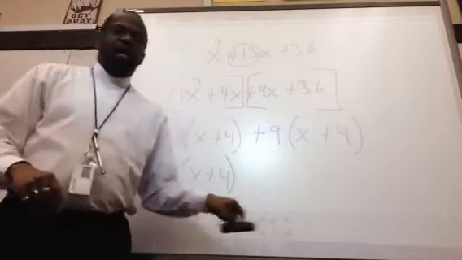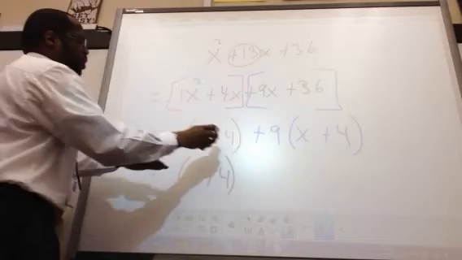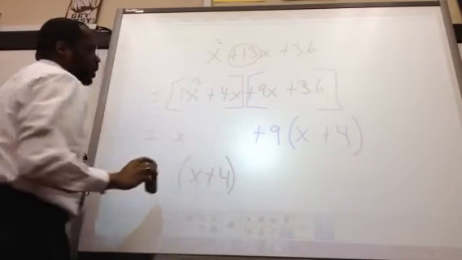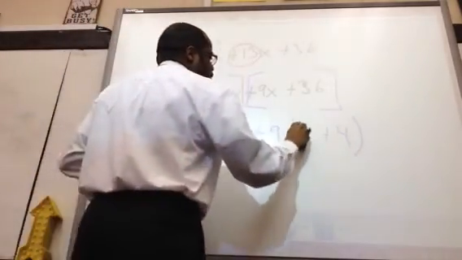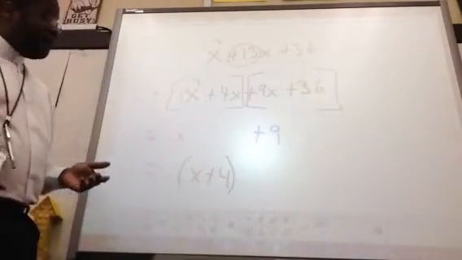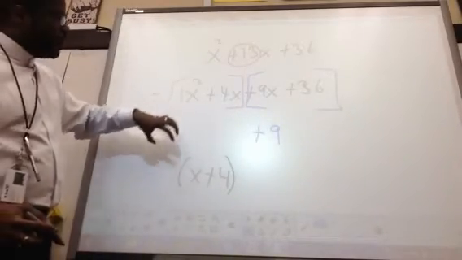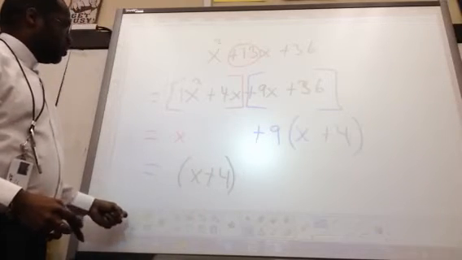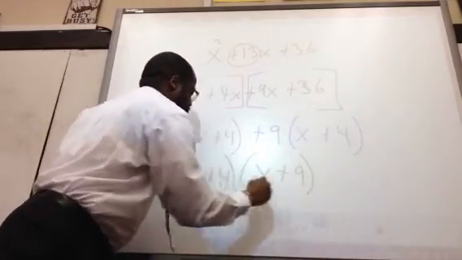Now, if we remove x plus 4 from this first term, look at what's left. Likewise, if you remove x plus 4 from the second term, look at what's left. So your second factor will be the leftover stuff. The x that was in front of the first parentheses and the plus 9 which was in front of the second parentheses. So our last factor then is x plus 9.